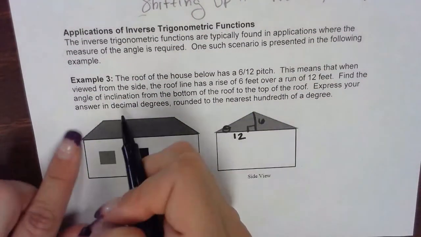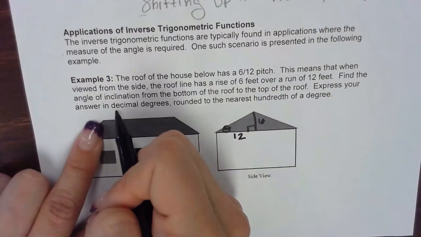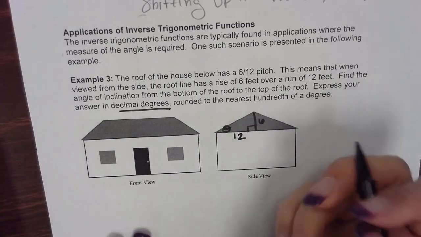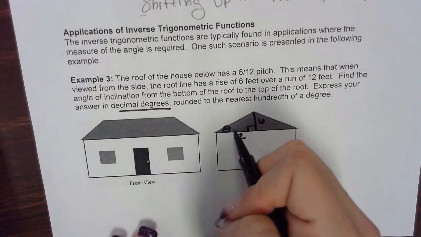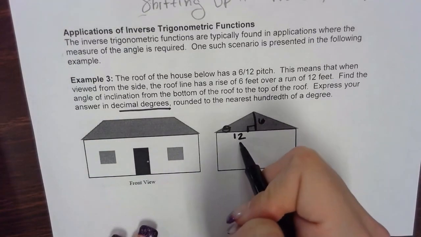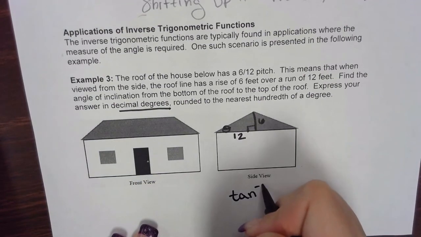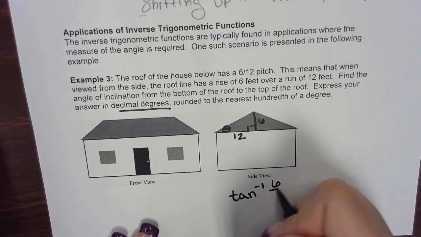Now here's the biggest thing. It says express your answer in decimal degrees. Okay, if you remember correctly, our calculator is in radians right now. So either you can change your calculator to degrees, or we just have to convert to degrees after. Of course, according to this angle, we have opposite and adjacent. So that is inverse tan of opposite over adjacent.